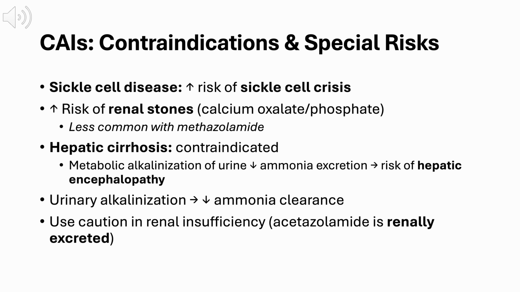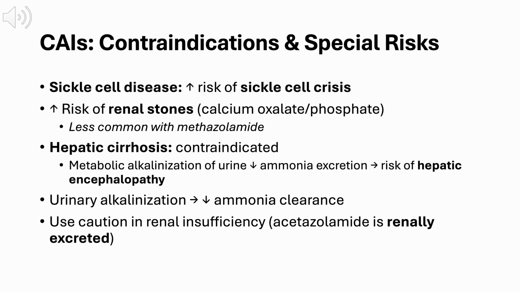Before wrapping up the carbonic anhydrase inhibitors, it's important to highlight their key contraindications and special risks. Patients with sickle cell disease are at increased risk of triggering a sickle cell crisis, so CAI should be used with extreme caution or avoided entirely. These agents also raise the risk of renal stones, particularly calcium oxalate or phosphate stones, although this complication is less common with methazolamide. In patients with hepatic cirrhosis, CAIs are contraindicated because they alkalinize the urine, which reduces ammonia excretion and can lead to hepatic encephalopathy.